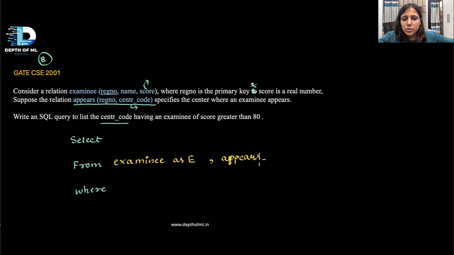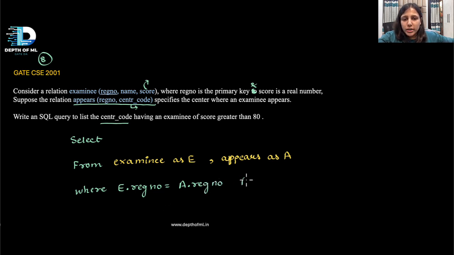Appears as A. Okay. Now I have joined them, right? Now how will I join this? I will join this using the registration number, because this registration number is common between both of these. So I will have to specify a join. How? We will do E dot reg number is equals to A dot reg number, right?